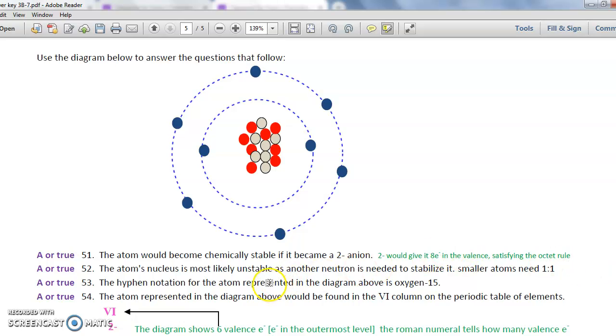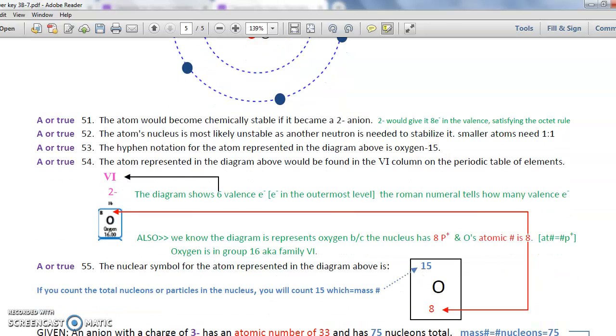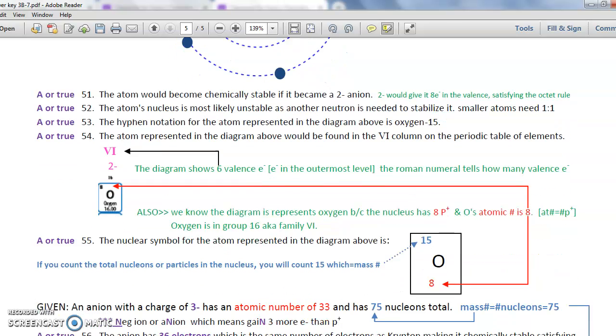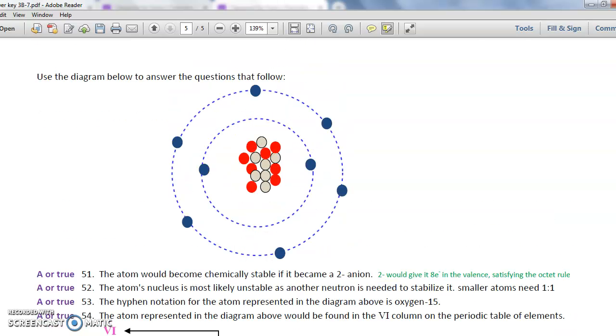All right, we're starting off with questions 51 through, I guess it's 55 in this particular section. Let's take a look. We have an atom drawn here. The atom looks like it has 2 electrons on this level, 6 on that level. So the second level is not full. On that second level, they would like to have 8. That second level holds 8. The octet rule says all levels except the first level need to have 8 for stability purposes.